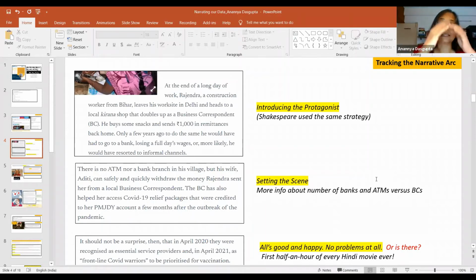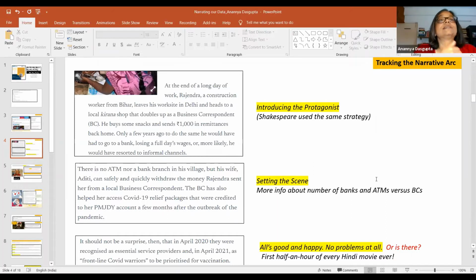right? So this idea of introducing, and of course here it's interesting because Rajendra is not going to be the protagonist. Rajendra is there to add the human element. Someone talked about emotions as an important part of narrative. So creating that context with a human element in which this business correspondent as a business is going to work is introduced right away, right? So introducing the protagonists is something you have to do. And as I said, Shakespeare couldn't have done it any better, right?